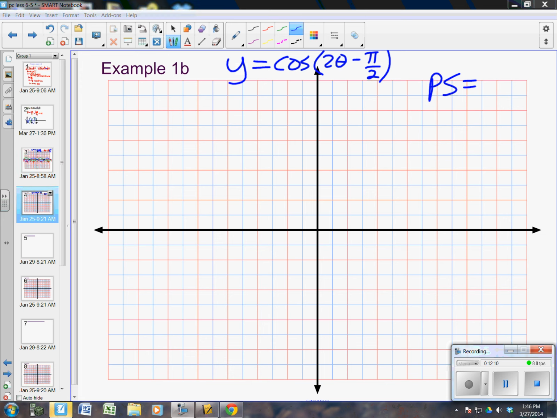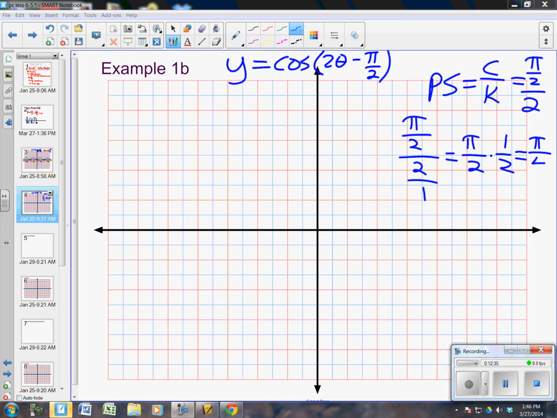Okay, the phase shift is equal to c over k. What is c and what's k? Pi halves is c, over 2, which is k. Well, how do you simplify pi halves divided by 2? Yeah, think of the bottom number 2 being 2 over 1. Remember, you guys, to simplify a fraction, flip that over. So pi times 1 is pi, 2 times 2 is 4. So your phase shift is pi over 4 units. We are going to shift this pi over 4 units. Any questions?